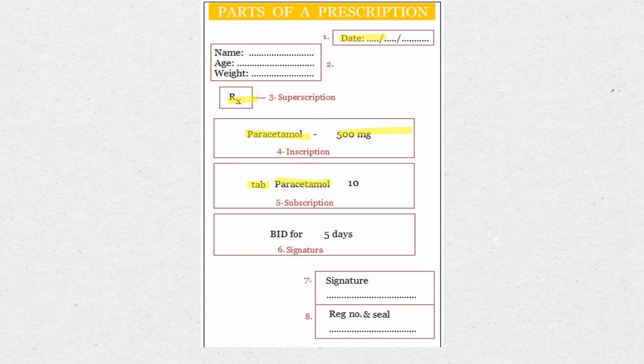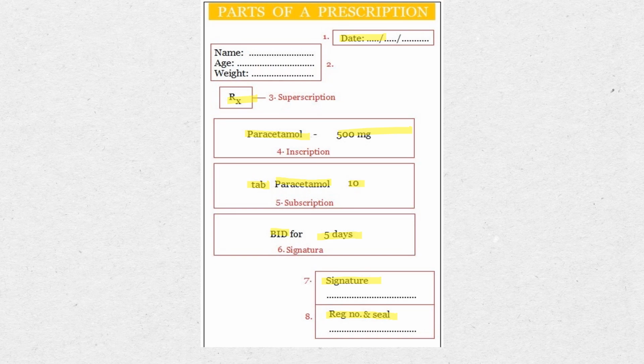Next is the medicine. 10 is how many medicines should be given to the patient. BID is for how many times the medicine should be administered, for example twice a day, thrice a day. And 5 days is for how many days the medicine should be taken. Next is signature. The medical practitioner's signature is there. This is the registration number and seal of the doctor. So this is the basic prescription that we have studied, covering all the parts.